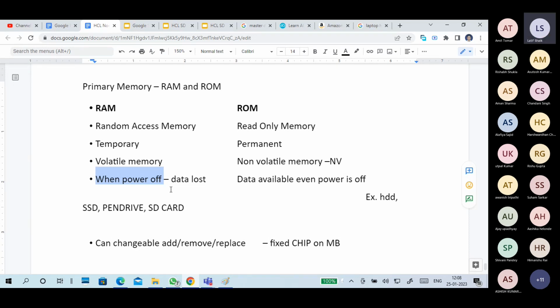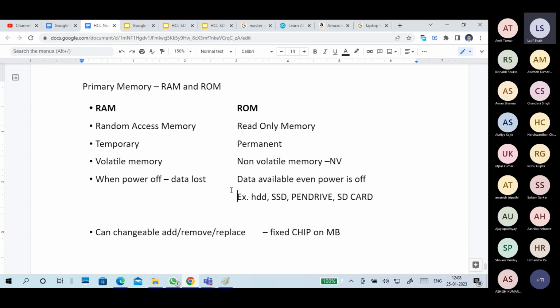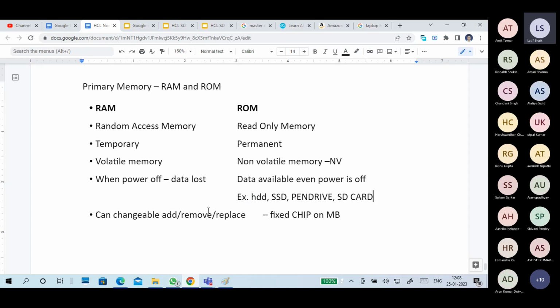What is non-volatile memory? Even if you disconnect from the power supply, the data remains in the device. Other examples of non-volatile memory are hard disks, pen drives, SSDs. These all come under non-volatile memory devices.